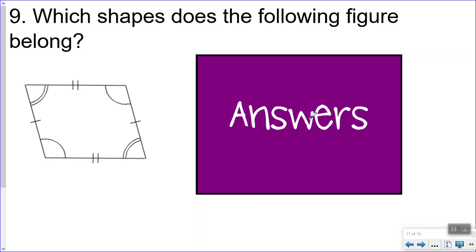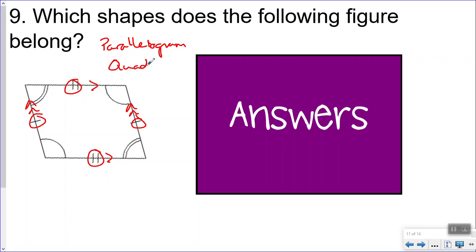I can see that my opposite sides are congruent, and my opposite sides are also parallel. So that means that this shape is a parallelogram. And if it's a parallelogram, that means that it has 4 sides. So it's also a quadrilateral.